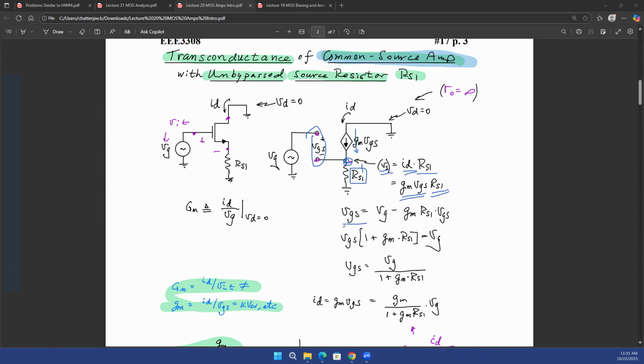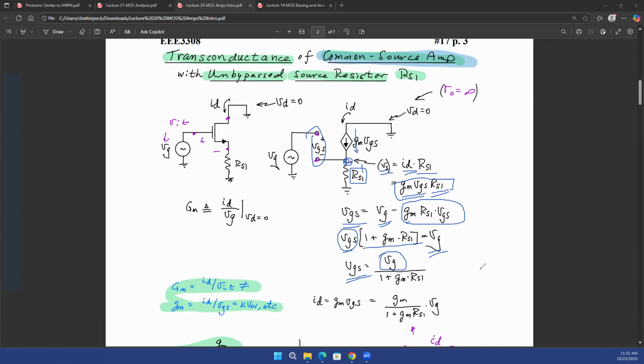So you can write your VGS as VG minus VS. VG is VG, and VS is something that you just found out, gm times VGS times RS1. So VGS is VG minus VS. Now you have VGS on the left side as well as the right side of this equation. Let's take VGS only on one side. So VGS multiplied with 1 plus gmRS is equal to your VG, or your VGS is equal to VG divided by 1 plus gmRS.